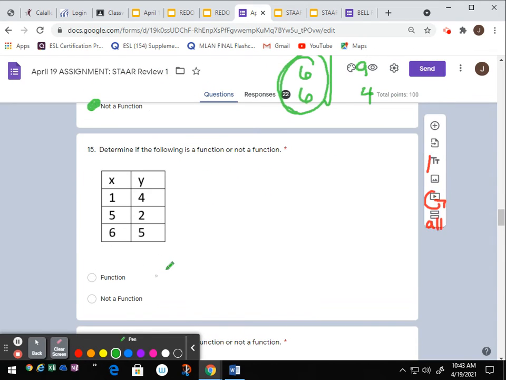Let's move on. Number 15, determine if it's a function or not a function. Again, we're looking at the x values. We're seeing if we have any repeating x values. And if we look at this, we have 1, 5, 6. None of them are repeating. 15 is a function, all right?